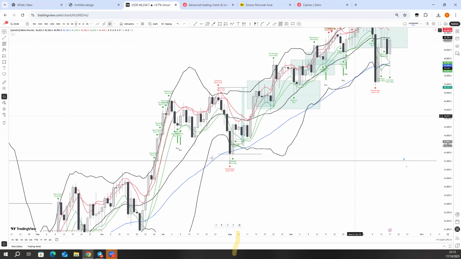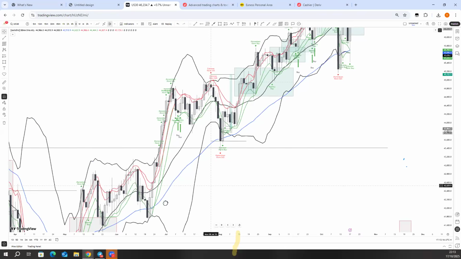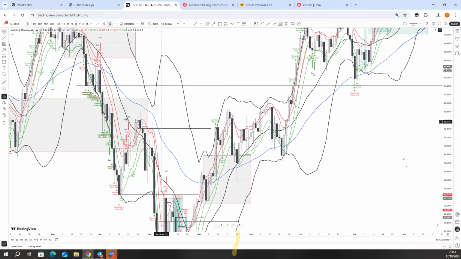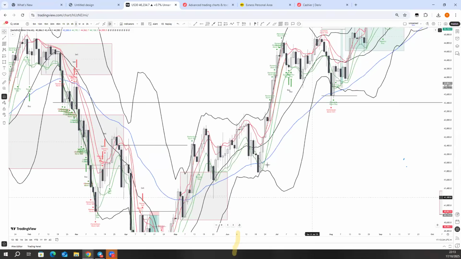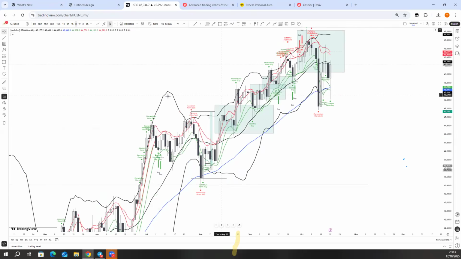The blue line is our EMA 50. We use this one to determine our trend. When price is above the EMA 50, we know price is bullish, and when price is below the EMA 50, we know price is bearish. For instance, here price is below the blue line, so we know price is bearish. And here price is above the blue line, so we know price is bullish. That's how you determine your trend. Now we're on the daily time frame.